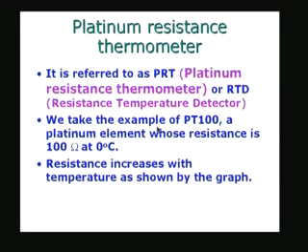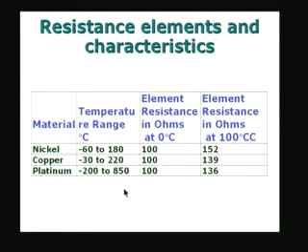We shall take the example of PT100. In fact, if you look at the previous case, I took the element resistance at 0 degree Celsius as 100 ohms. So, this platinum having a resistance equal to 100 ohms at 0 degree Celsius is called the PT100. PT100 means platinum resistance thermometer with a resistance equal to 100 ohms at 0 degree Celsius, that is the ice point. This is the standard element which is used in practice.